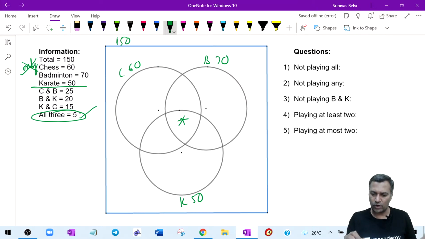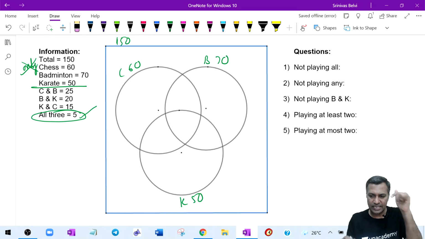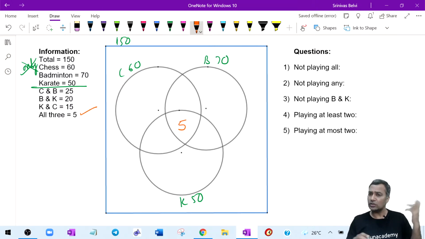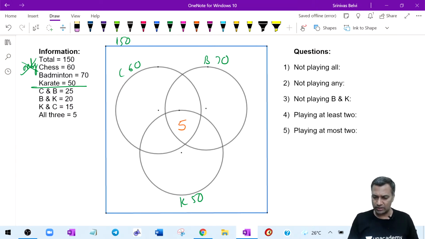Now, these are the supports. Actuals, nothing is there. I don't have any actual. I have only support numbers as of now, which means guiding numbers as of now. Using the guiding numbers, I need to arrive at the actuals. But when I put in the actuals, it is always wise to start here if it is given. Is this given? Yes, 5 is given. All 3, 5 is given. Fair enough.